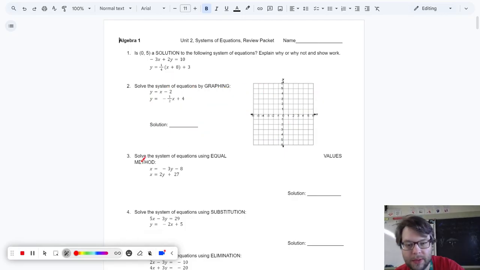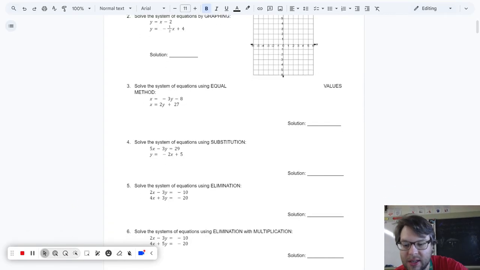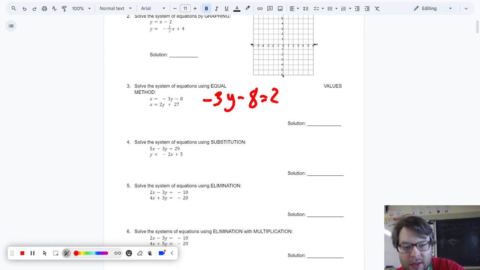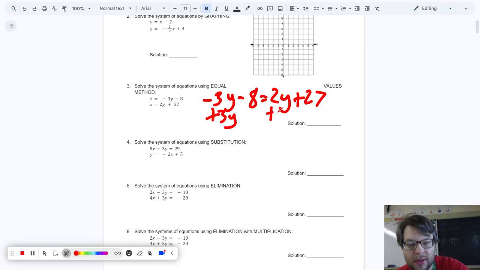Moving on to number 3. Solving it using the equal values method. I guess it got kind of cut off there. That's okay. Equal values method means we make the two x's equal to each other. Negative 3y minus 8 equals 2y plus 27. Let's get our y's on the same side. So I'm just going to add 3y. It's not the only thing you could do here. It's just one option.